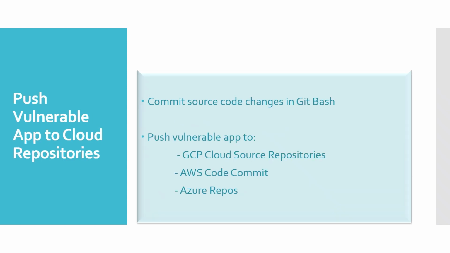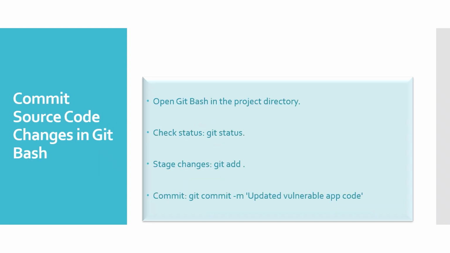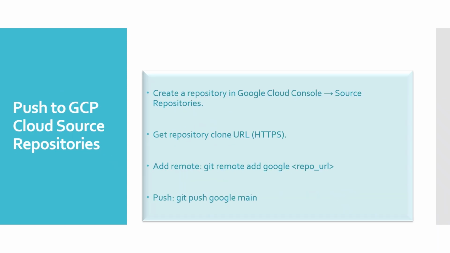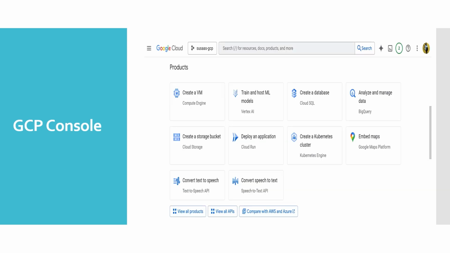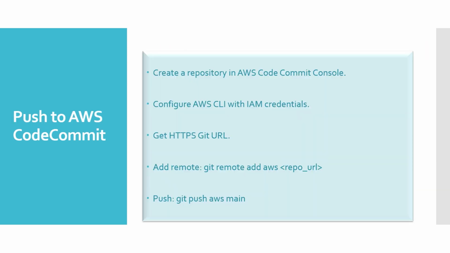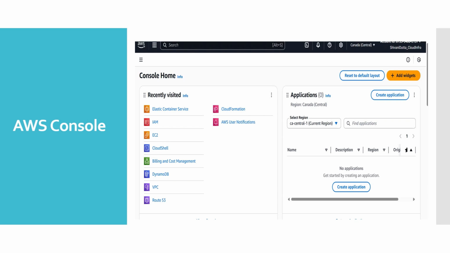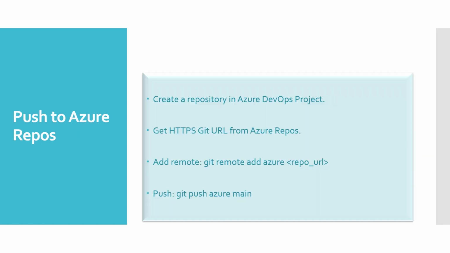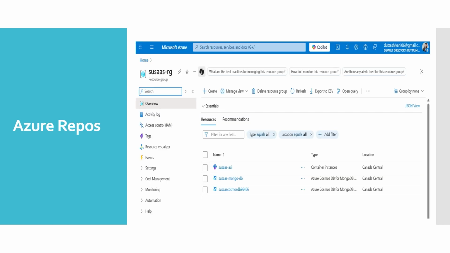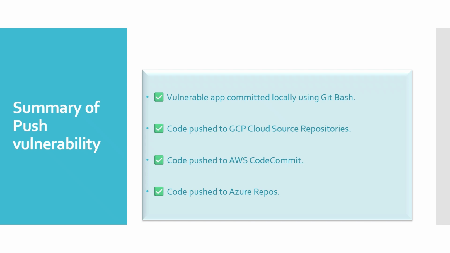Later, I committed source code changes in Git Bash by staging the changes, and created a repository in Google Cloud Console. Likewise for AWS, created a repository in the AWS Console. Similarly, I have done it for Azure Repos and kept track of push vulnerability actions.